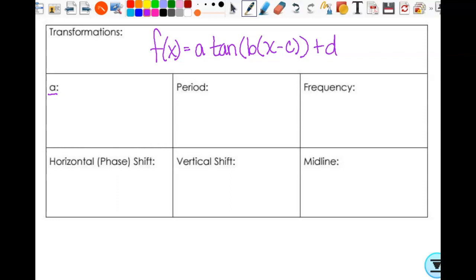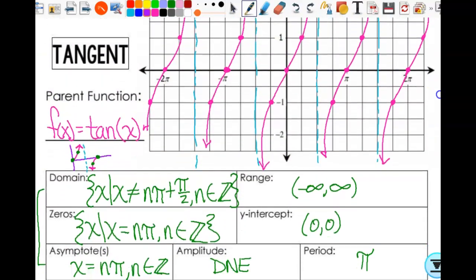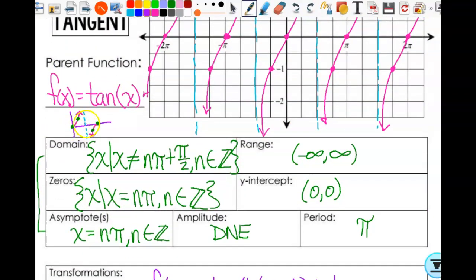All right, so the A still does the exact same thing that the amplitude did. It's actually the absolute value of A, and it is your vertical stretch or compression. Like when we do these little points for the parent function, this point's at 1. So we're still using 1 like we did for sine and cosine. We're still kind of doing the same thing. We just don't call it amplitude.